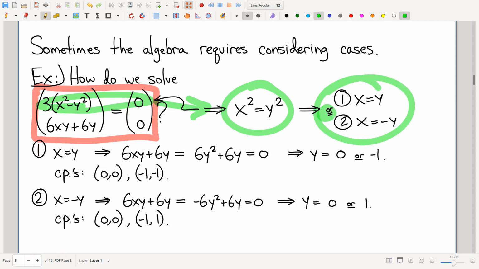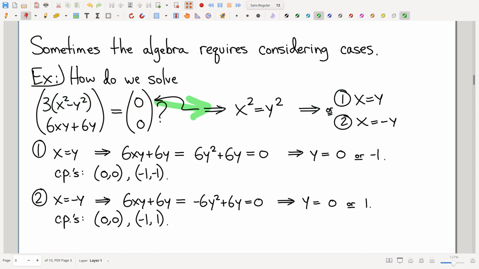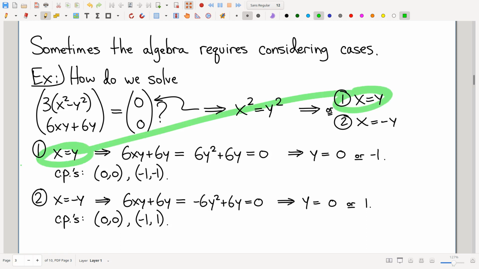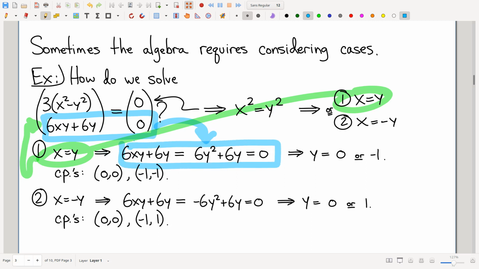What this actually tells us is that there are two possibilities. There's a great big or right there. It could be that x is equal to y, or just as well, it could be that x is negative y. And if you're going to solve this system fully, correctly, you do have to consider both cases, and you have to consider those cases separately from each other. Okay, so here's that process. Let's start with the first case, x equals y. We'll take that case and plug it into the second equation right here, which then becomes this.